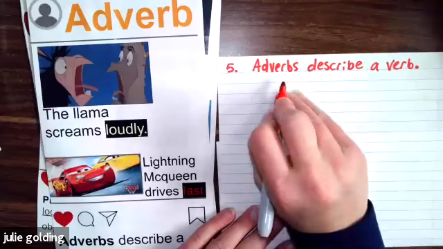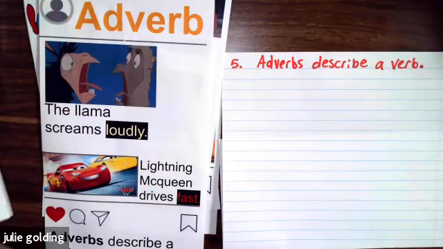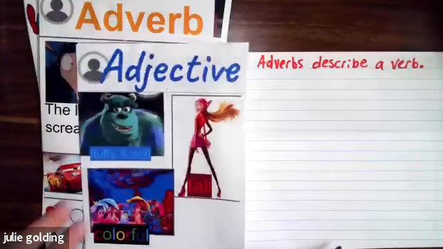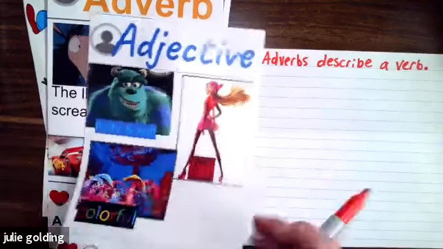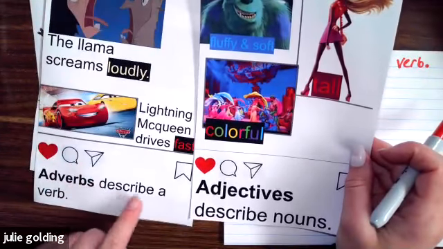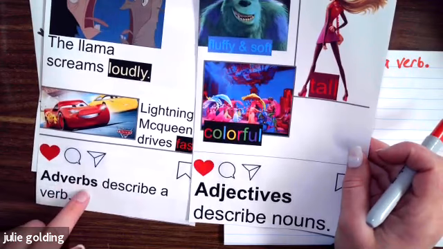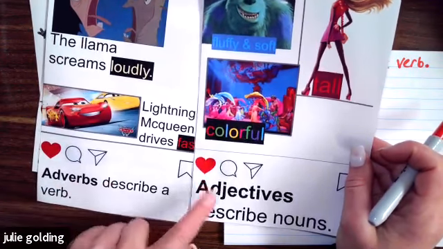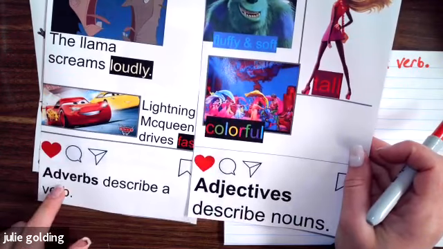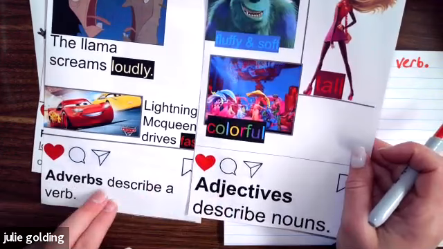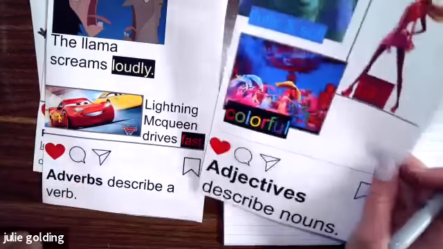So don't confuse adverbs with adjectives. Notice that they both have AD, adverb and adjective. And look at what each of them are. Adverbs describe a verb. Look, the word verb is in the word adverb. So they describe a verb. Adjectives describe nouns. So try to remember the difference between these two is that adverbs, you can remember it's something that describes a verb. The word verb is right inside of it.